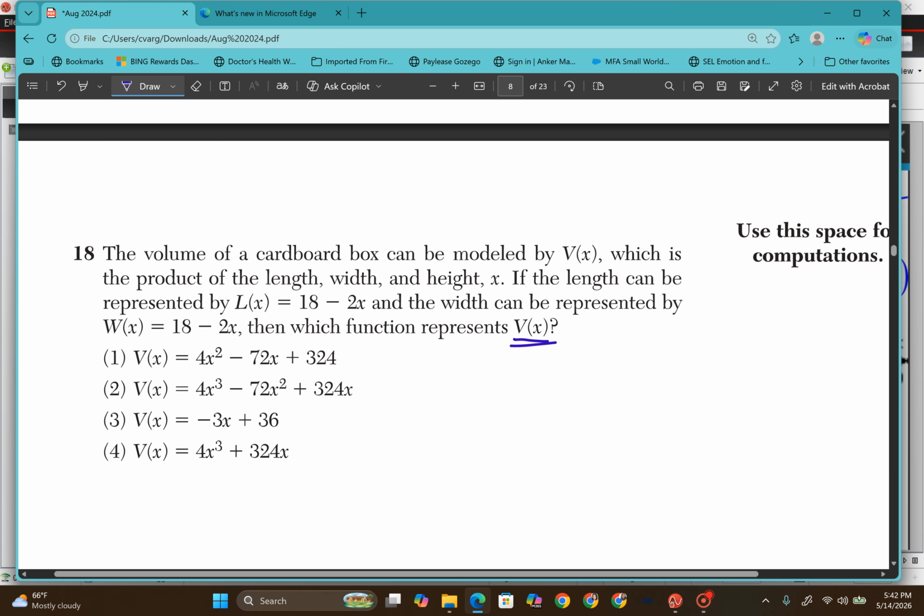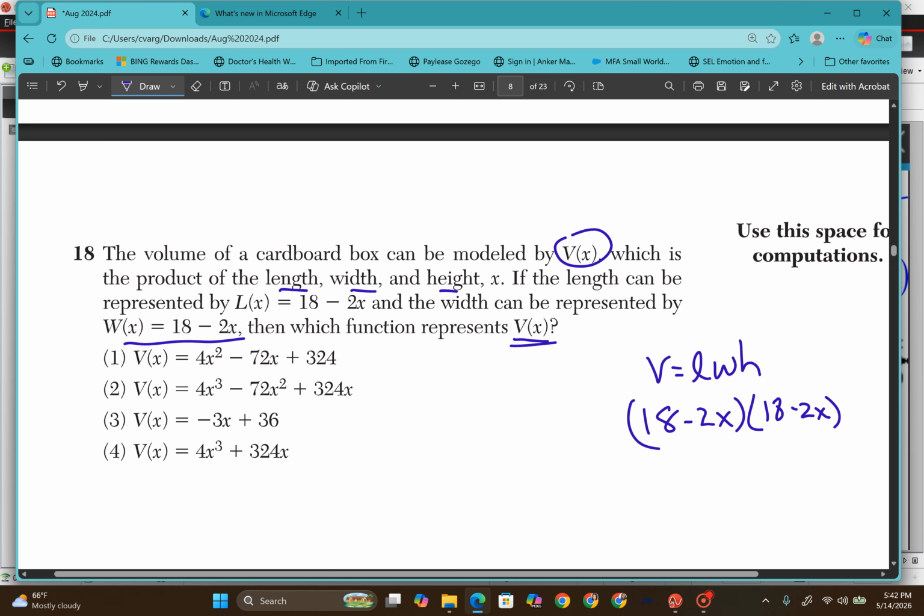Now, length, width, and height get multiplied. Remember this? Volume equals length times width times height. So this is another graph question. You can take the length, which is 18 minus 2x, multiplied by the width, which is again 18 minus 2x, and then multiply by the height, which is x. Then plug this under F1, plug each of the other ones under F2, and see which one is the same, and that is choice 2.